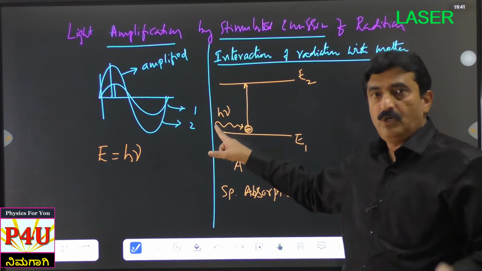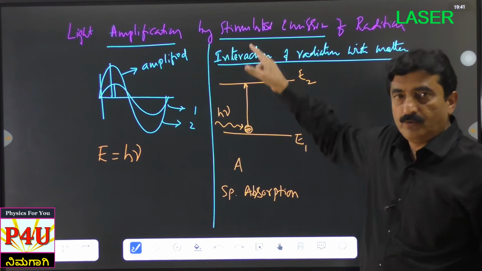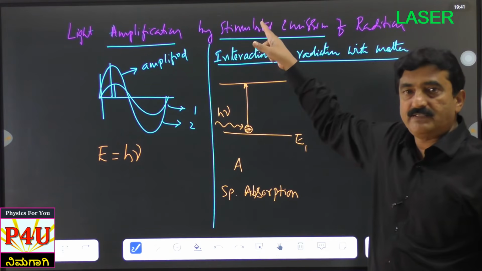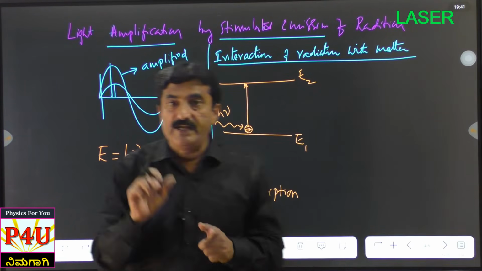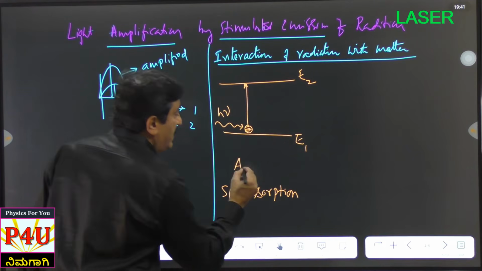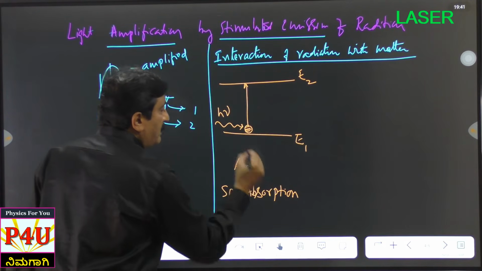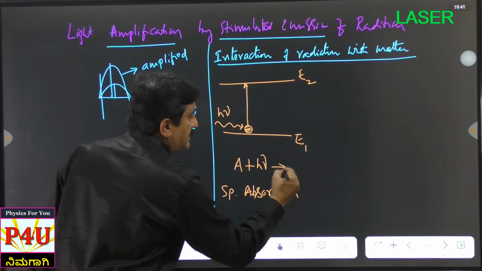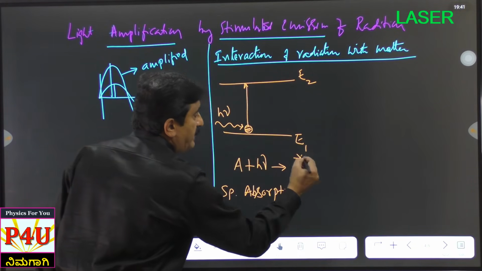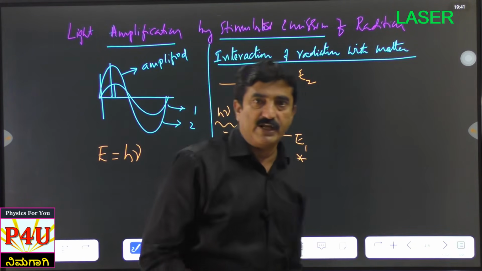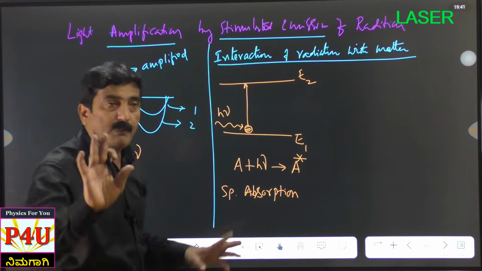Now when light is incident, atom got excited. Atom got excited means, I write it in the equation form: atom plus h nu results in atom star. Star means atom is in the excited state. Did you understand? So this is one possible interaction.